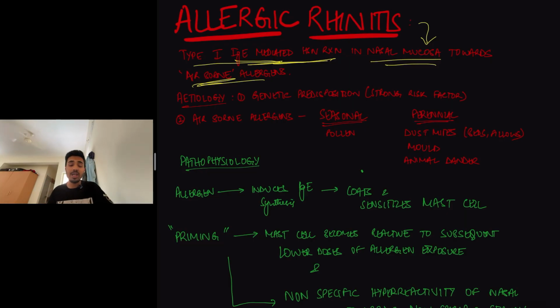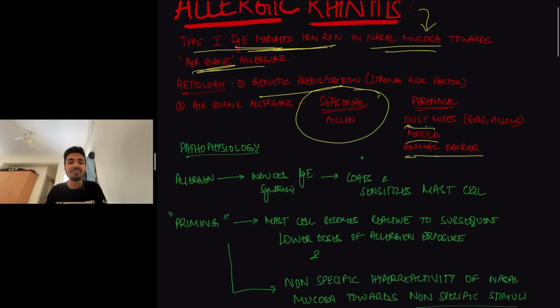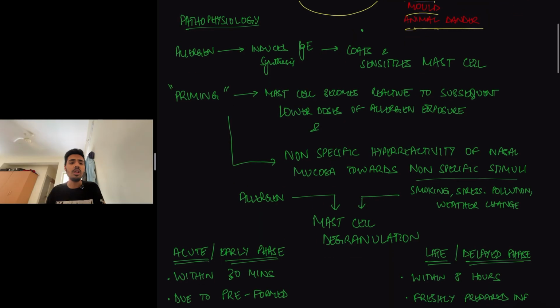Etiology, usually allergies always have a genetic predisposition, like some family history of allergy, parents have asthma, you have eczema, asthma, allergic dermatitis, etc. Some genetic predisposition. Then the allergen itself is a cause. You can have seasonal allergens like pollen grains. You can have perennial allergens like dust, mold, animal dander, cockroaches, etc.